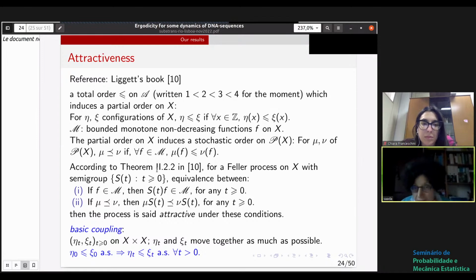Then we have attractiveness. And the way to prove this, okay, the most common is through coupling, and the most common one is basic coupling, meaning that we have a couple of processes eta_t, xi_t. Each one is the initial process, and they move together as much as possible. And then with that, I can prove, if it's attractive, that if eta_0 is less than xi_0, then eta_t will be less than xi_t almost surely.